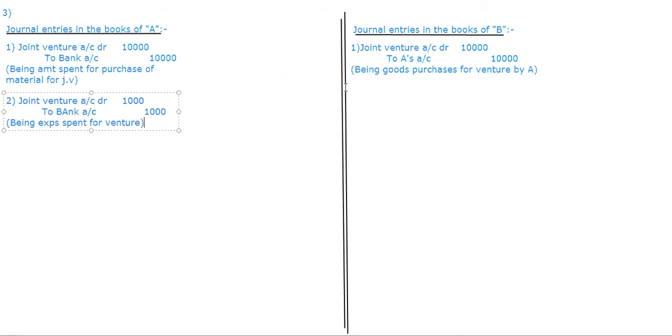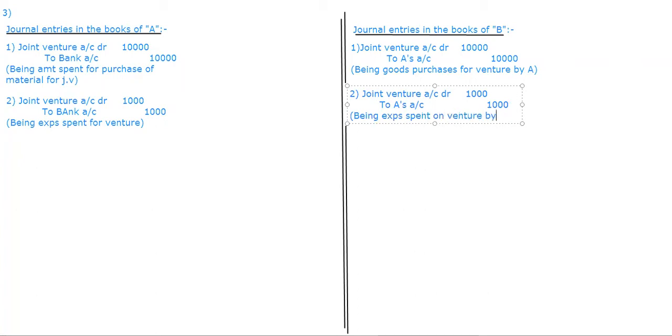Now here the same entry, but here we are in the books of whom? In the B. So joint venture account debit 1,000 to A's account, because we are the opposite person, so we can write their name. So that's what here I'm writing, A's account. Now here I'm going to write being expenses spent on venture by A. Like this, we are going to write. Okay, understand?